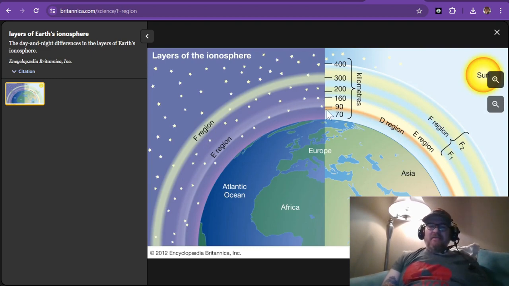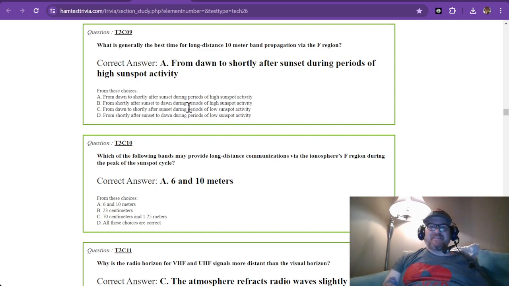The D region is what absorbs some of the 40 meter stuff, 30, 40. It kind of absorbs it during the day because that D region forms. At night, the D region is usually gone by then and fades away, and then you get good propagation on those lower frequencies. So you're learning a lot about the planet while you're doing this ham test study.